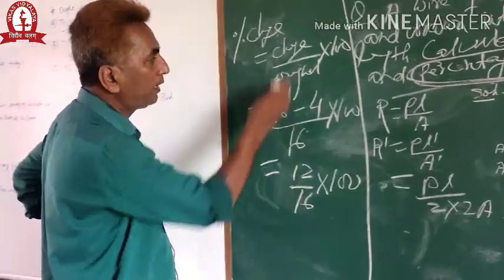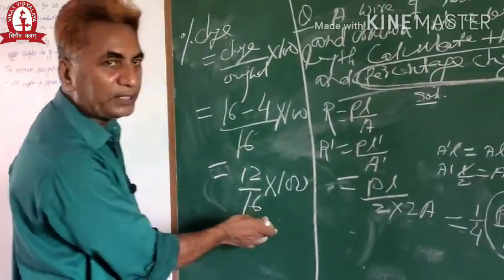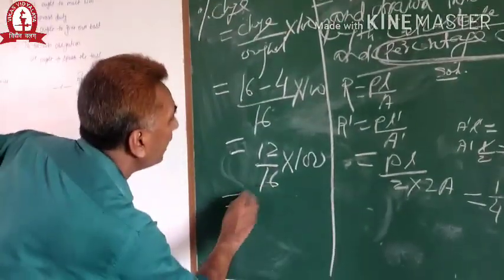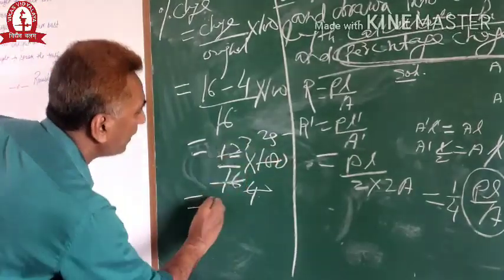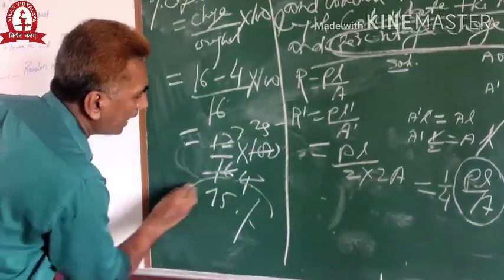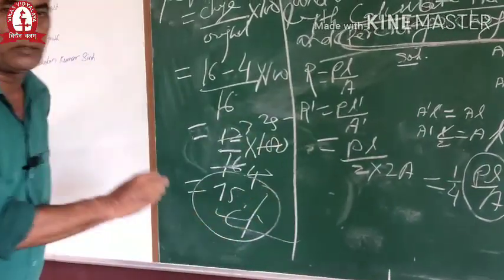Now the physics is over, the whole thing is now a mathematical calculation that has to be calculated. Now divide by 4, so I am getting 25, 3 times 25 is 75, so this becomes 75%. This is your answer. Now the answer is completely calculated.